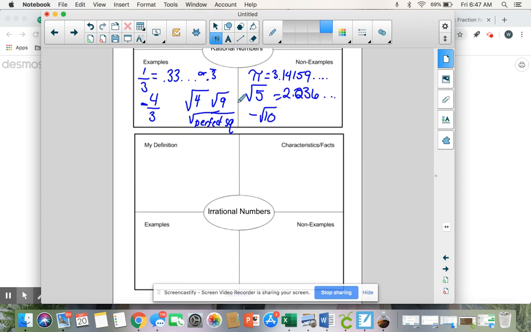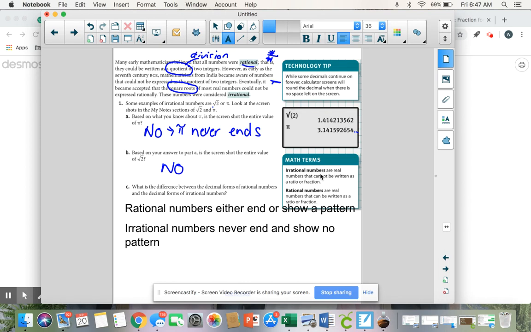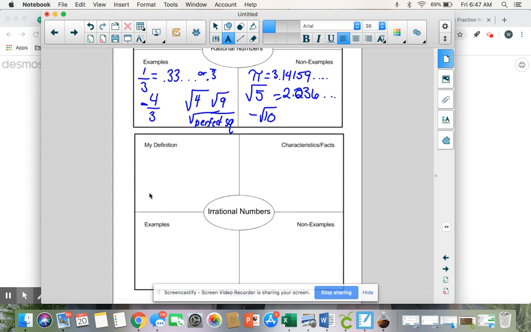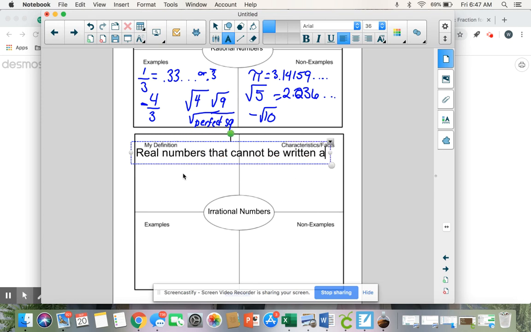Great. So now we're going to move on to irrational numbers. And anytime you have a question, just pause the video and ask. Or if you need more time writing down your notes, just pause the video as you write. All right, so my definition of irrational numbers, according to the book, was real numbers that cannot be written as a ratio or fraction. So I want to point out, these are still numbers. They're all real numbers that cannot be written as a ratio or fraction.